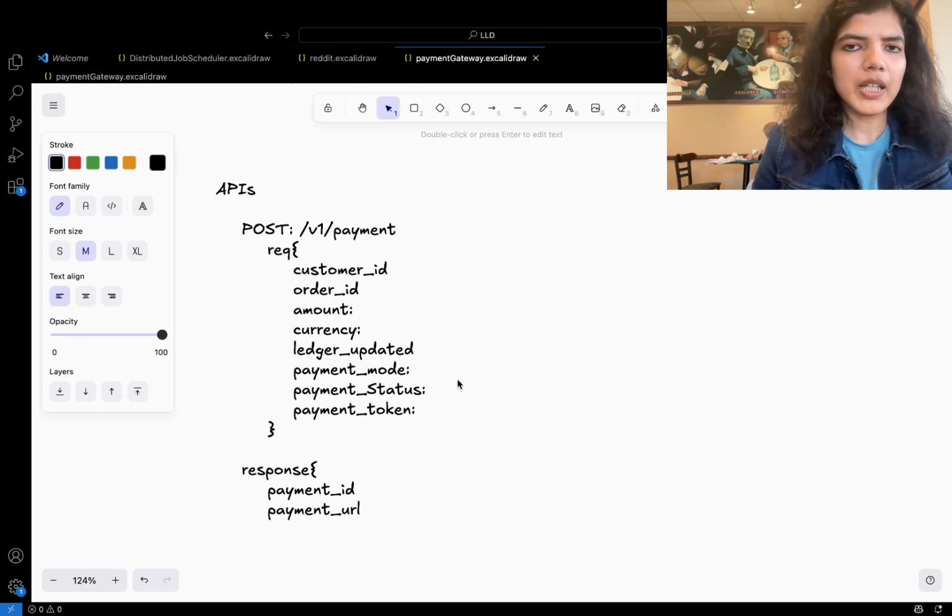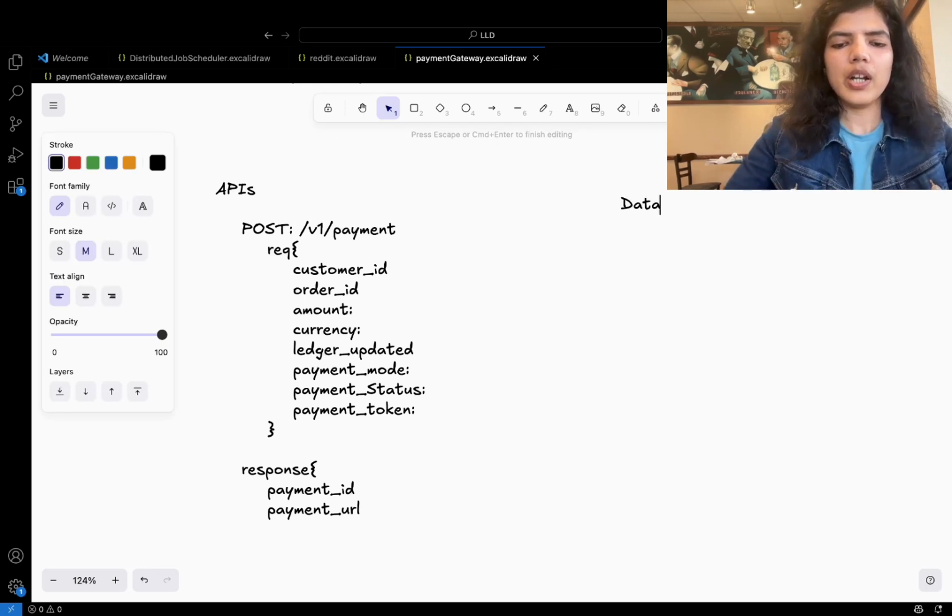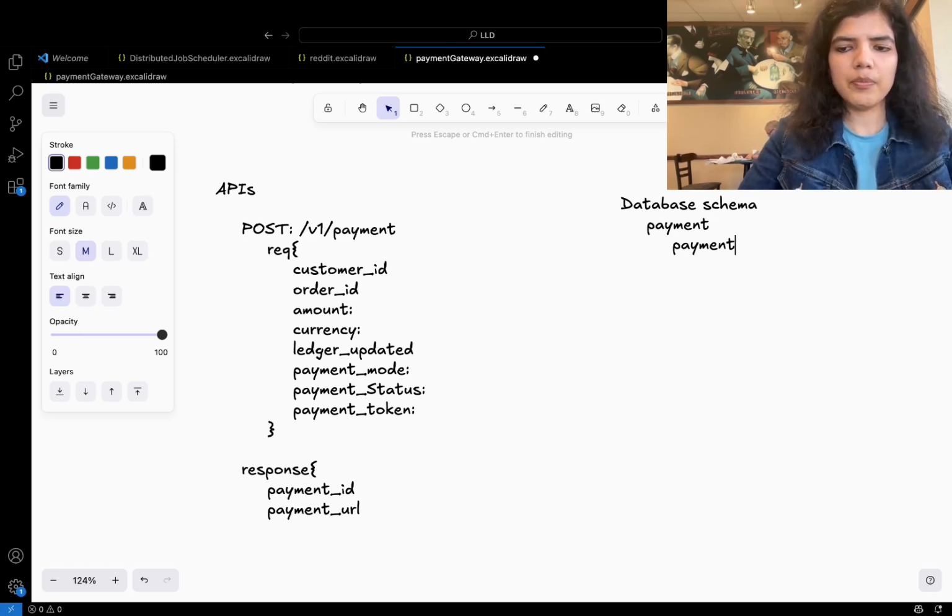Now, based on the API, let's create the database schema as well. For our database schema, we would want to have the payment table. For our payment table, we would want to have payment ID, the customer ID, the amount details, the currency.